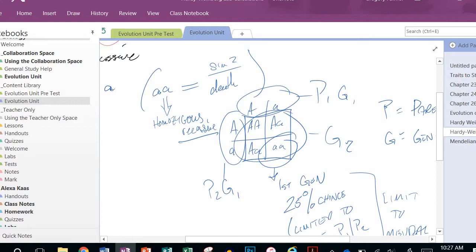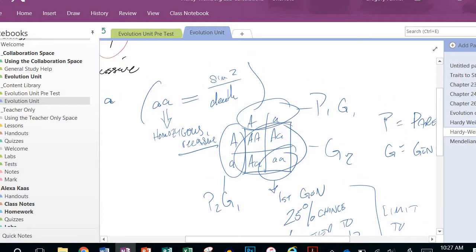Both parents in this case were heterozygous, meaning large A, small a, and they were crossed. And what we found out is that 25%, which is the two capital A's, AA dominant, homozygous, is 25% frequency. Heterozygous children was 50% frequency, and 25% in the lower right-hand corner was homozygous recessive.